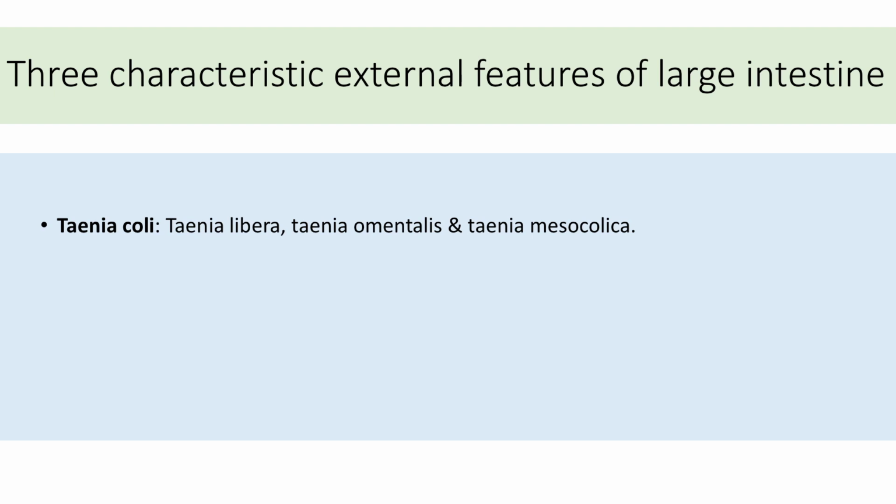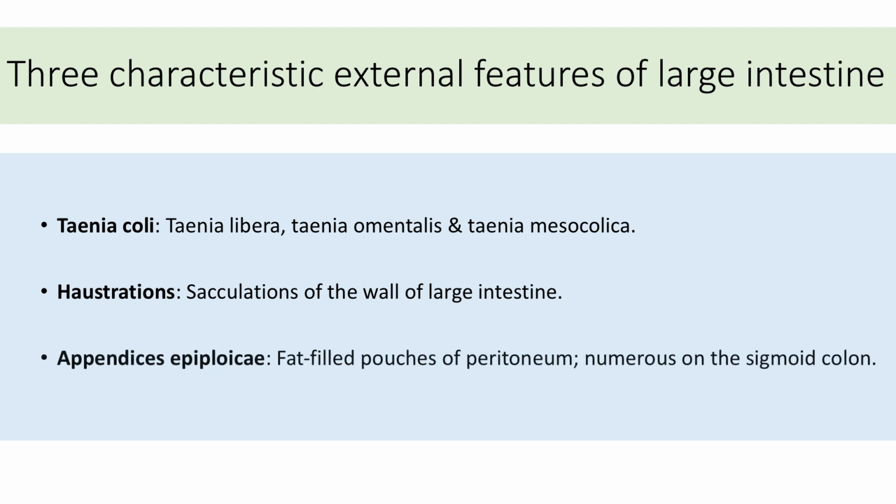Haustrations are saculations present in the wall of the large intestine. They represent the site of exchange of smooth muscle between longitudinal and circular layers of muscularis externa. Appendices epiploicae are the macroscopic fat-filled pouches of peritoneum. They are most abundant on the surface of sigmoid colon.